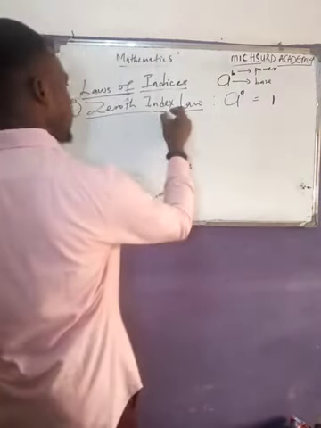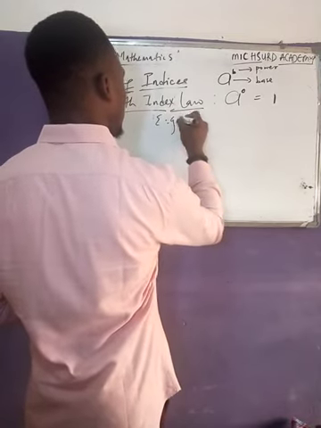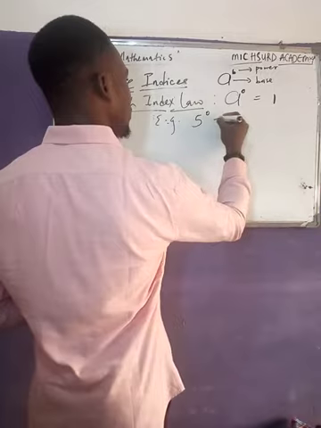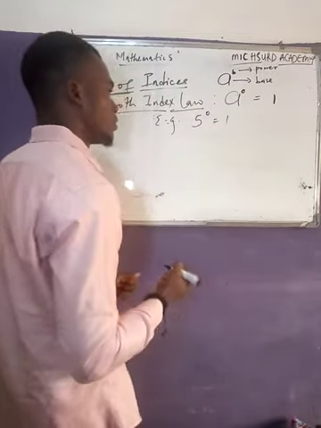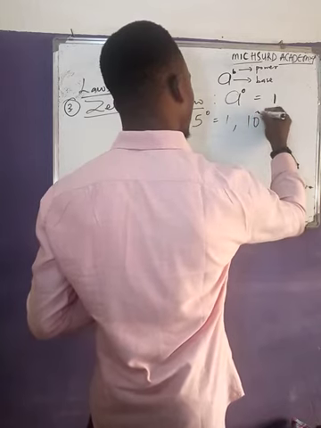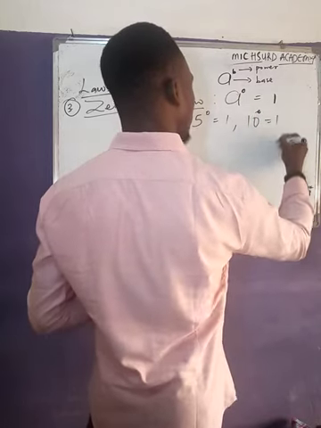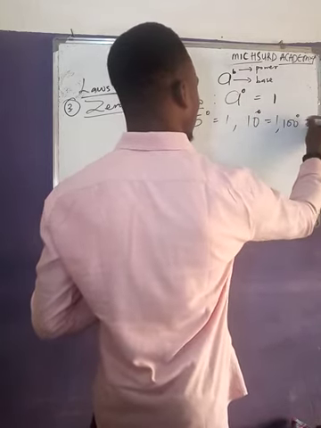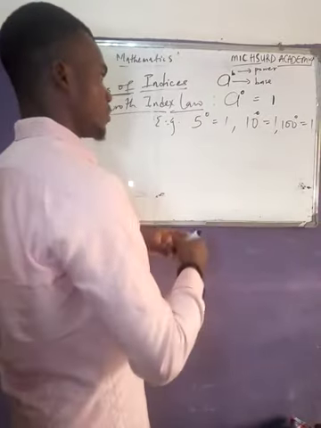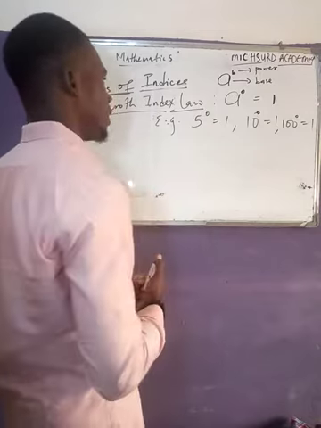So if you have, for example, let's say I have 5 raised to power 0, it will be equal to what? 1. Then I have 10 raised to power 0, it is equal to what? 1. 100 raised to power 0, it is equal to what? 1. So that is for the zeroth index law.